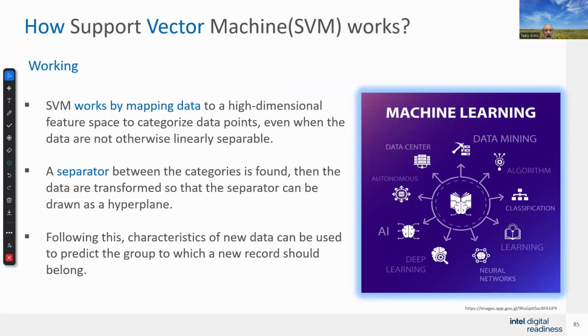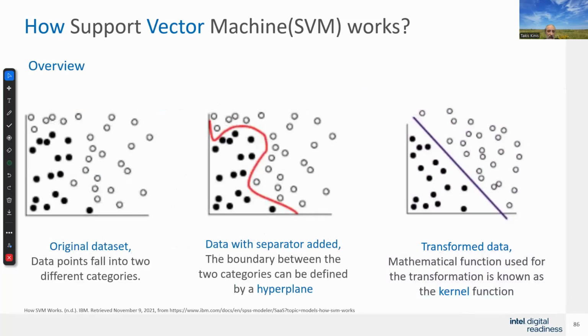So just to go through that again, we map the data to a high dimensional feature space to categorize things, right? That is because we can't otherwise draw a line in between. That's what they mean by linearly separable. I can't draw a line in between it. We find a separator between the categories by converting it to an upper dimensional space. Then we transform that data to what we call a hyperplane. So that's a plane that's not flat, it's curved and stuff. Then we overlay that back onto the original data set so that we can make accurate predictions with new data, right?